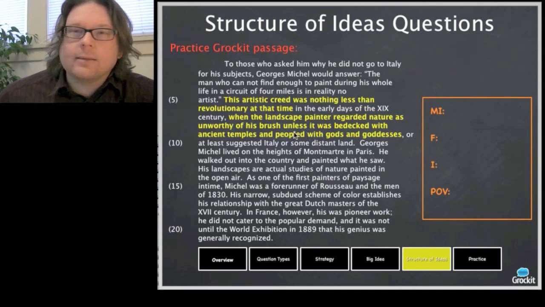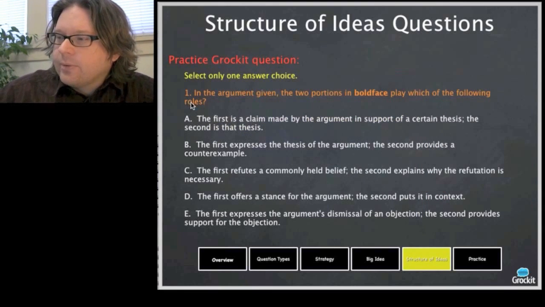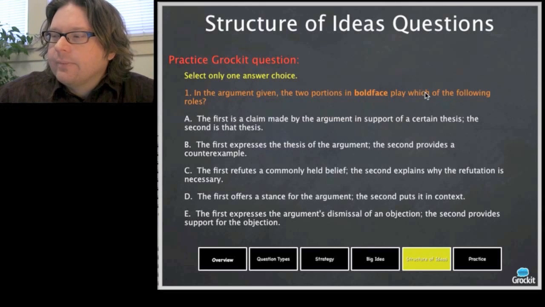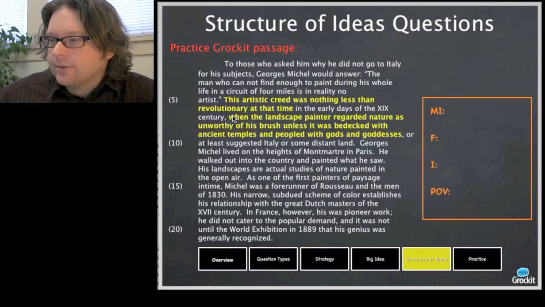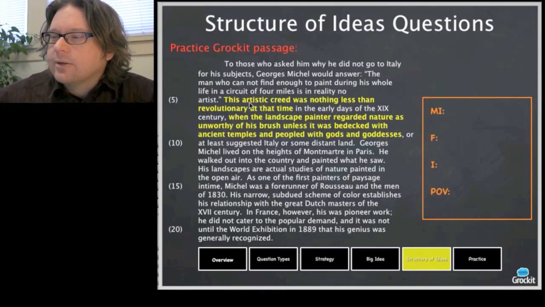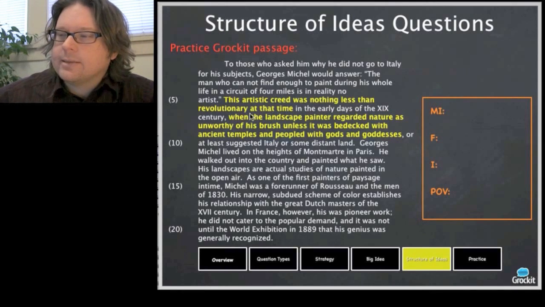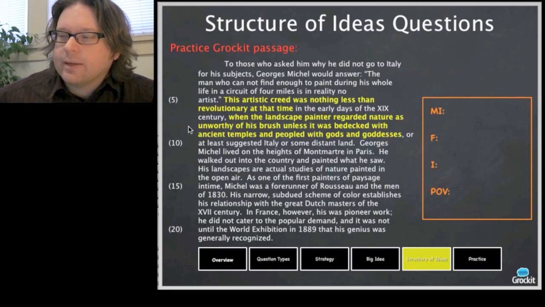And we have these boldface things, and so that comes from this. In the argument given, the two portions in boldface play which of the following roles. So let's go back and look at that and decide what role these are playing. So the first one, this artistic creed. What artistic creed? This thing about you should be able to paint your whole life's worth of stuff within 4 miles of home. Okay. So his artistic creed was nothing less than revolutionary in the early days of the 19th century. When the landscape painter regarded nature as unworthy of his brush unless it was bedecked with ancient temples and peopled with gods and goddesses.